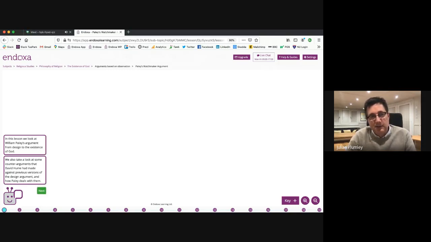I've already said this is Paley's argument. There are also, at the end, we're going to look at some counter-arguments that David Hume, this is a very famous philosopher, Scottish, made as objections against previous versions of the design argument. Paley was writing after Hume, and he tries to deal with them in his book.